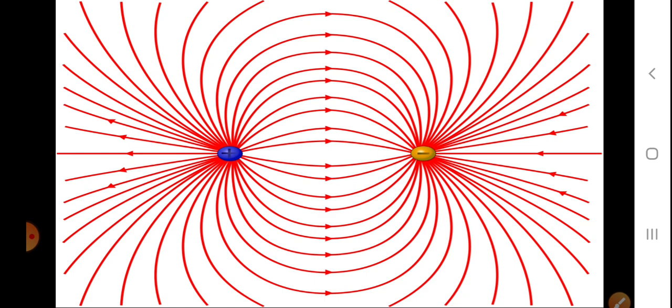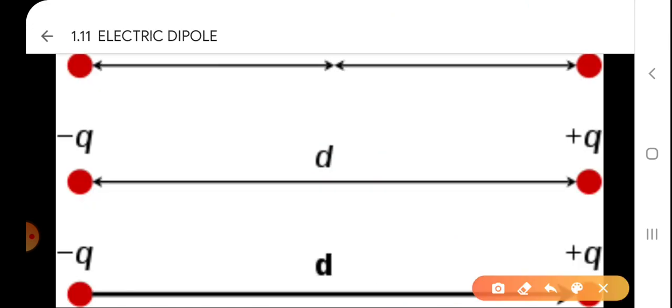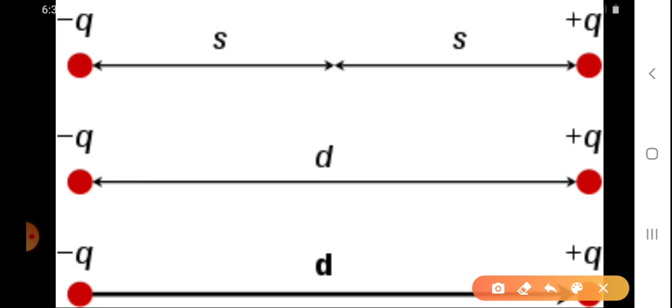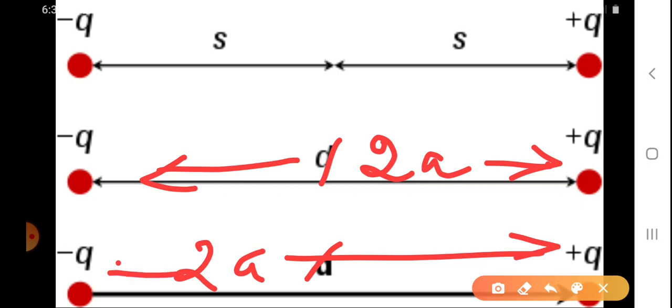Two equal and opposite point charges separated at a small distance. For instance, here we have kept this distance as 2d, actually it is 2a, as given in our textbook. When two equal and opposite charges are separated at a very small distance 2a, we will cross this d and write 2a. That setup is what is called a dipole.